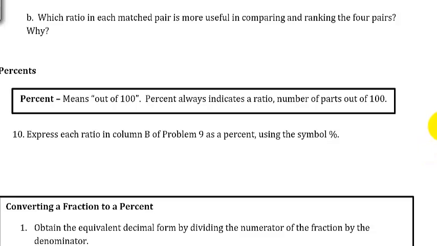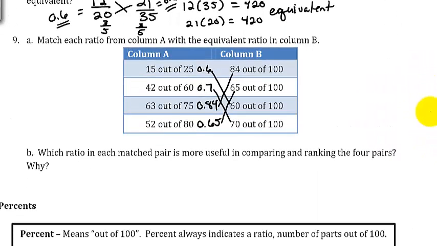Which ratio in each matched pair is more useful in comparing and ranking the four pairs? If you had a choice to look at this type of ratio or this type of ratio, which one would you want if you were to compare things? The easiest one to compare things with would be column B. And why is that true? Well, it's because they're each out of the same number here, and these are out of different numbers, so it's hard to tell which one of these is better and which one is not. But because these are all out of 100, that makes it more useful.